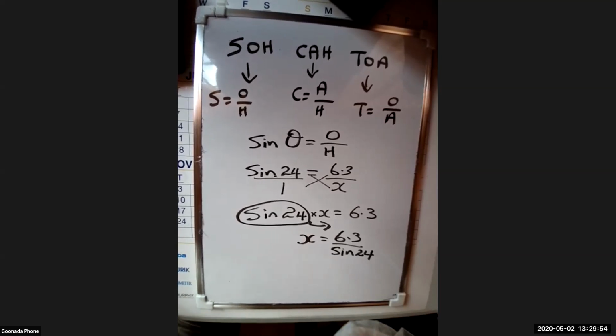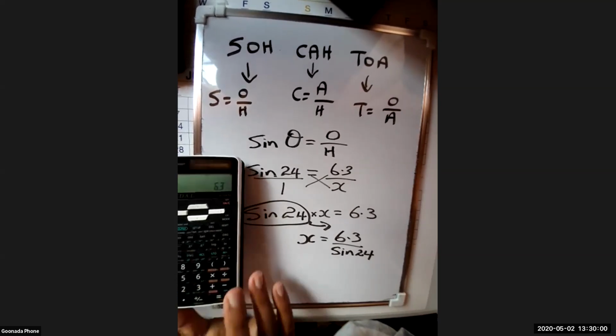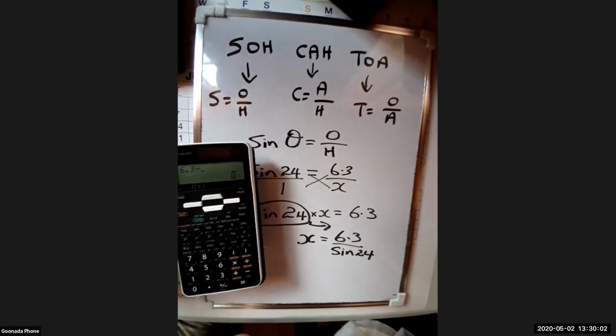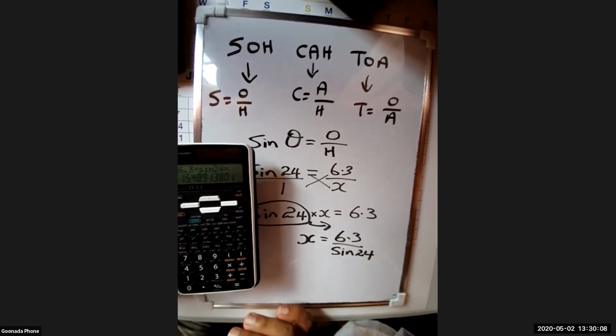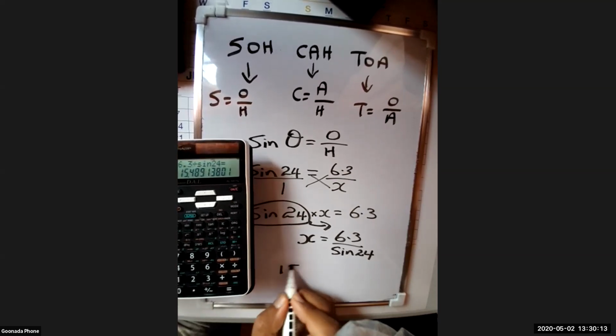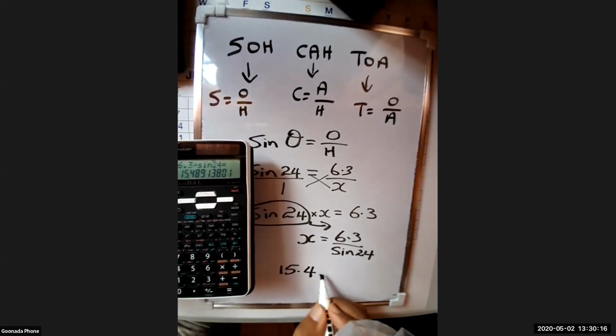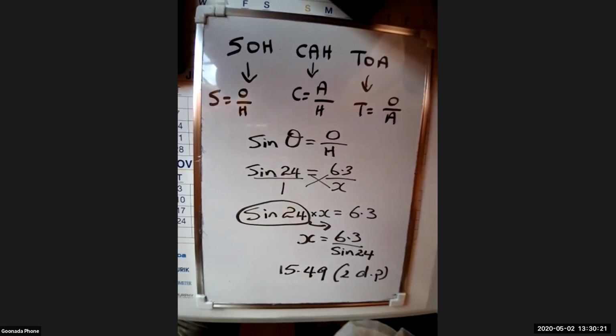On your calculator now, you will say 6.3 divided by sine 24, and you are supposed to get 15.49 to 2 decimal places. Any questions there? Anybody confused?